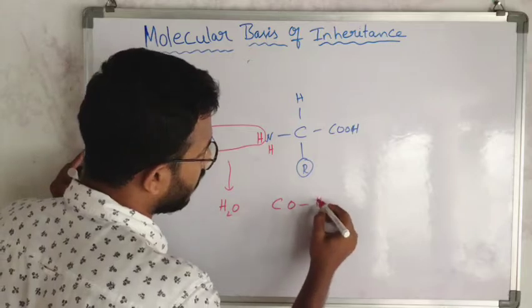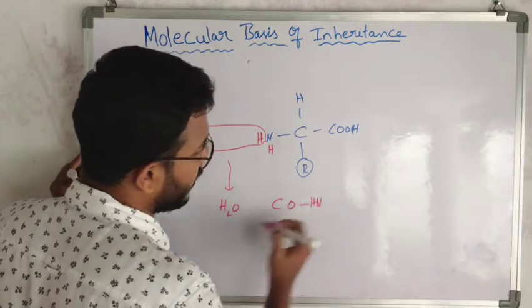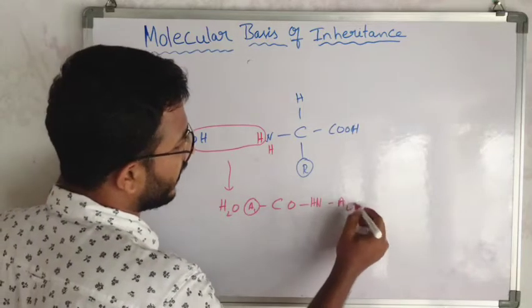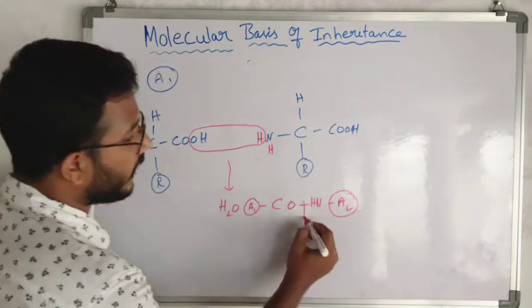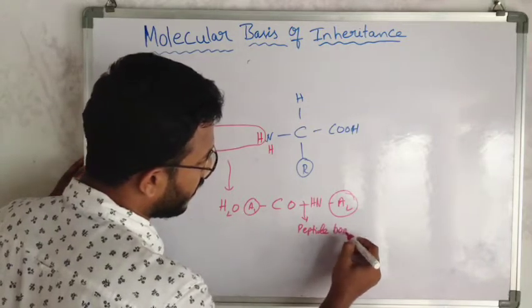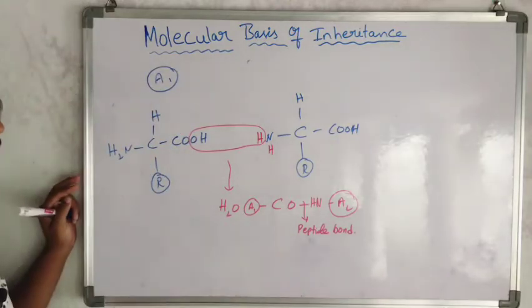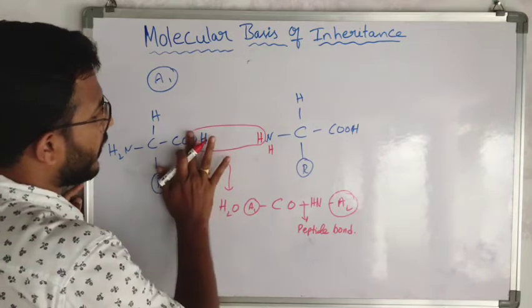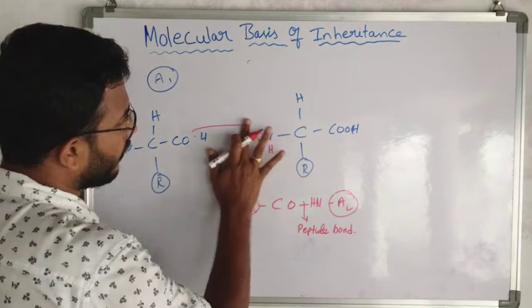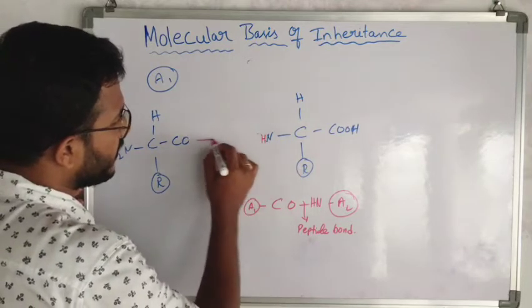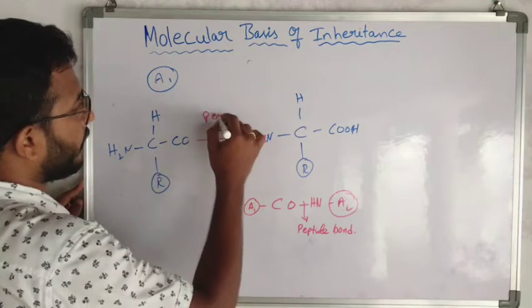CO, HN. So this is one amino acid. This is the second amino acid. So this bond is known as peptide bond. Understanding? So now this OH and H will be removed outside in the form of water. And this H I am writing here. So this bond is a peptide bond.